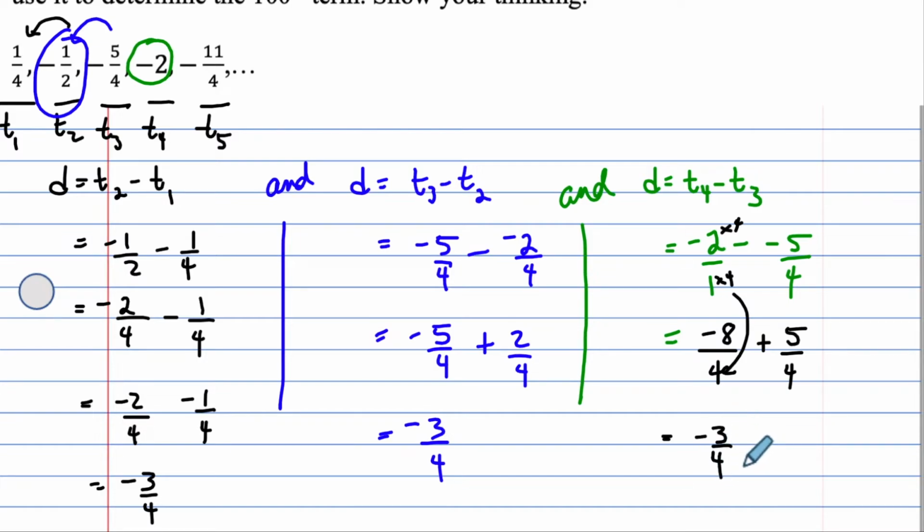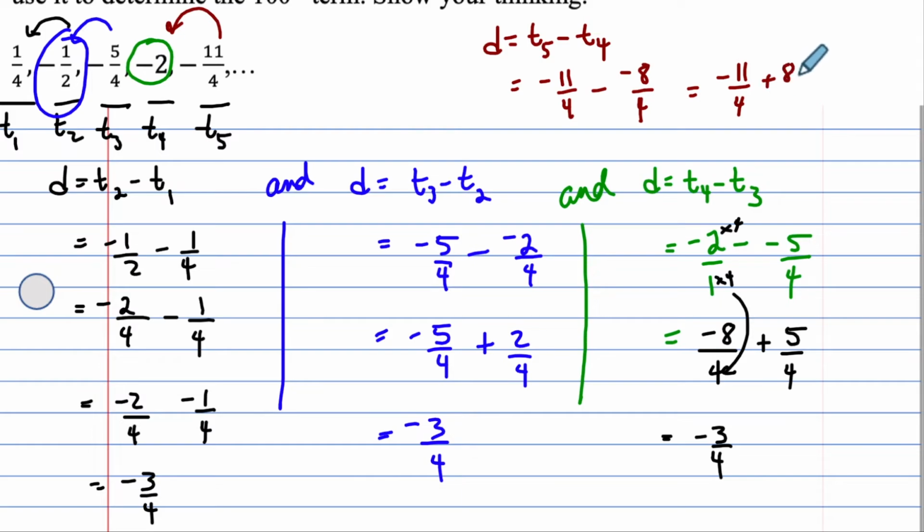So it's looking like it's arithmetic, but I have to check the very last one. And we'll check this one here. D is equal to T of 5 minus T of 4. Negative 11/4. Take away negative 2, which we said was negative 8/4. And it turns out we get negative 11/4 plus 8/4, which in fact is negative 3/4. So we know we have an arithmetic sequence because all of the D's are the same.